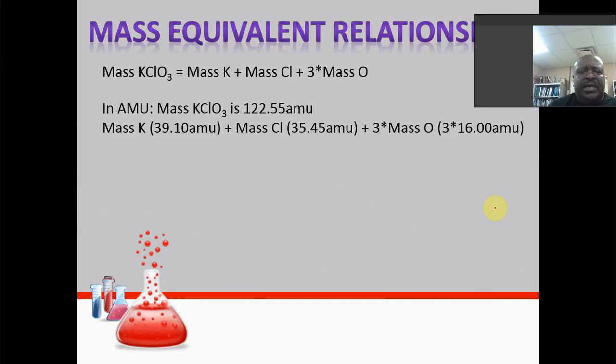Now let's examine potassium chlorate carefully. Their masses are in the periodic table, in atomic mass units. There's one of these, one of that, and 3 of those. So we can say the total for potassium chlorate is 122.55 AMU. What can we do with that?